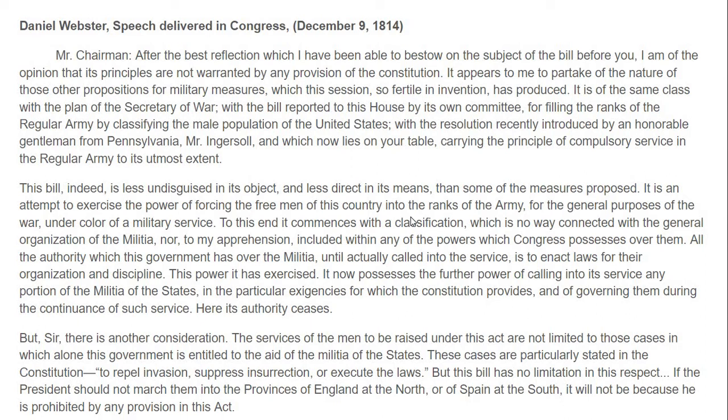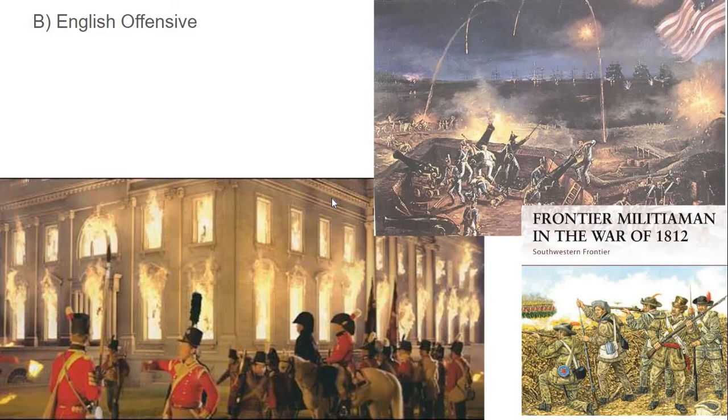Here we go. Daniel Webster gives this speech against the war, trying to push back on any attempt to again create a regular army or draft people into it. And the English are able to almost uncontestedly take Washington, D.C. and burn it to the ground. So Washington, D.C., in revenge for the burning of Toronto, Canada, is burned. James Madison is forced to flee.